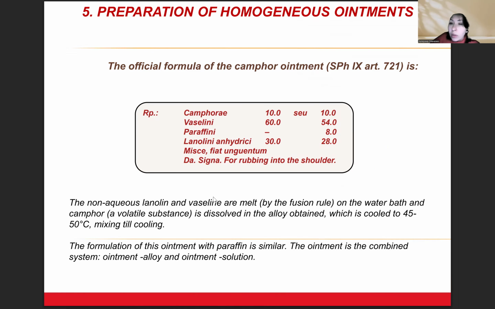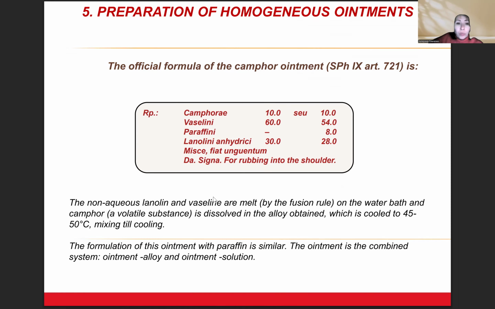Also, you can get this one, the official formula of the camphor ointment according to the State Pharmacopoeia. It includes 10 grams of camphor, 60 grams of vaseline, 30 grams of lanolin, or 10 grams of camphor, 54 grams of vaseline, 8 grams of paraffin, 28 grams of lanolin. If the doctor prescribes to you unguentum camphoratum by the State Pharmacopoeia of Ukraine, you open the State Pharmacopoeia of Ukraine, find it, and just prepare it according to this formula.